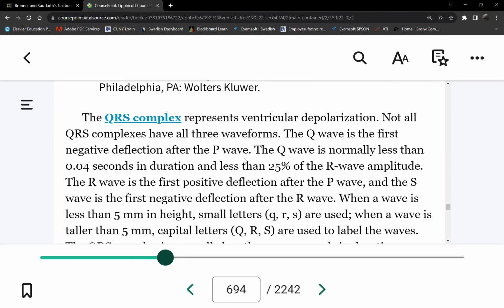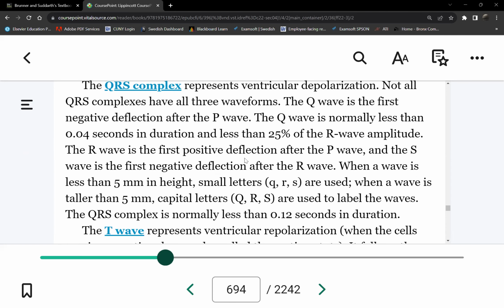When a wave is less than 5 millimeters in height, small letters qrs are used. When the wave is taller than 5 millimeters, capital letters QRS are used to label the wave. The QRS complex is normally less than 0.12 seconds in duration.